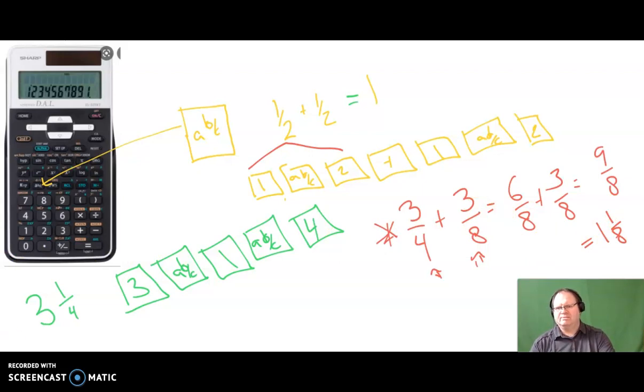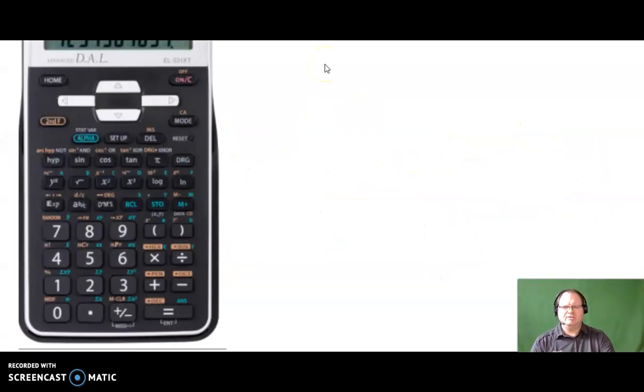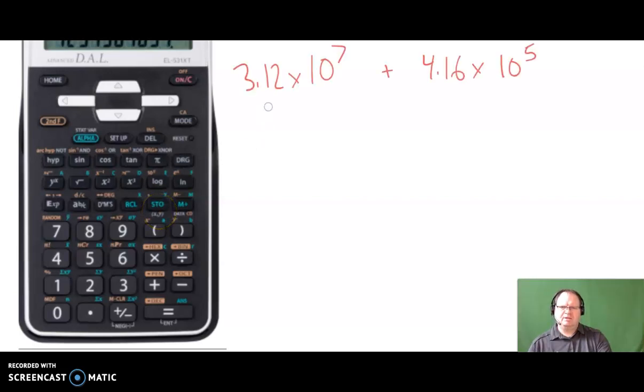That's pretty neat. The calculator can also complete scientific notation calculations for you. So for example, if you're given 3.12 times 10 to the 7th plus 4.16 times 10 to the 5th, you're going to use this key. Now it could be EXP. I believe on the Texas Instruments it's an EE button.